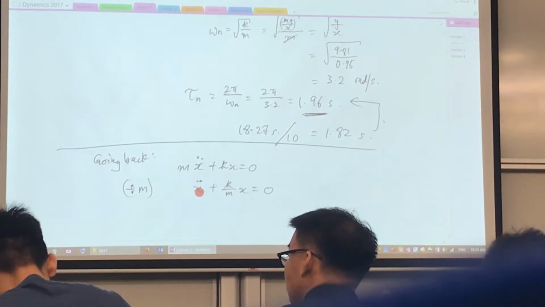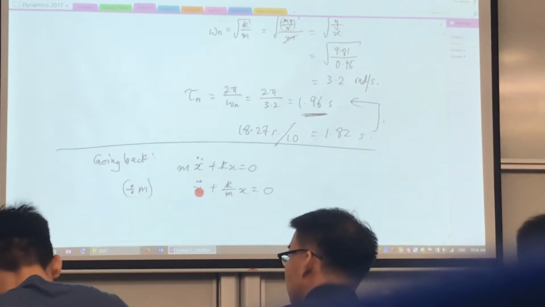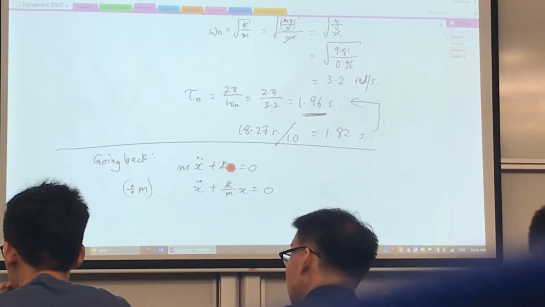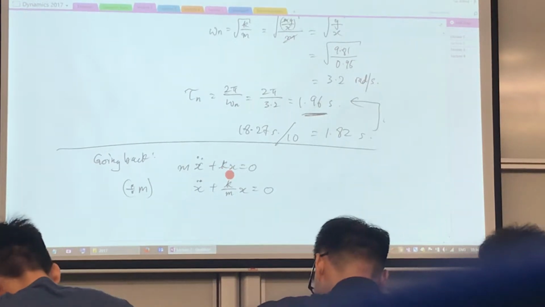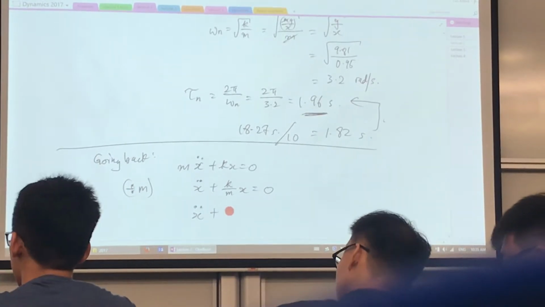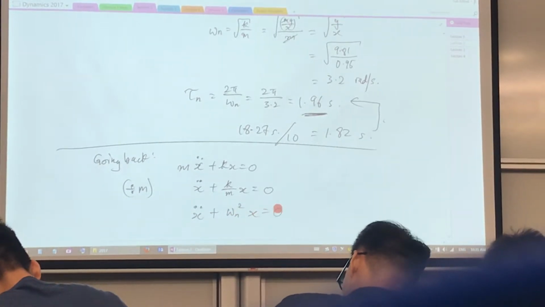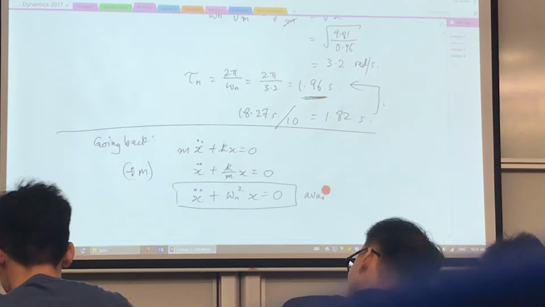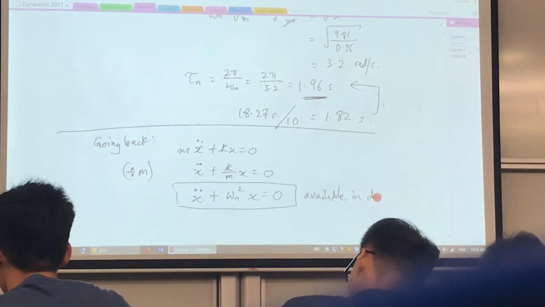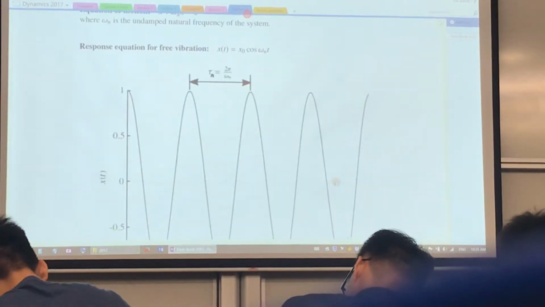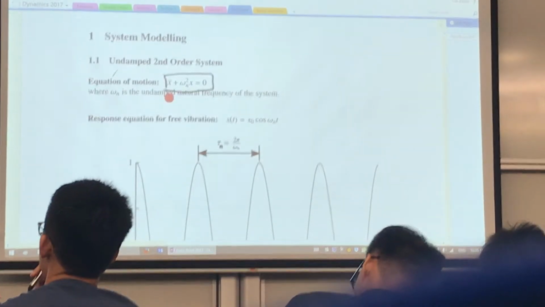So this is the case where there's no damping. Later on, we'll develop a case where there's damping and this equation will start to change. But if you see this equation, it's for the undamped case. So this term over here is actually your omega n squared equal to 0. This expression is available in your data sheet, right over here. So you don't have to memorize that.